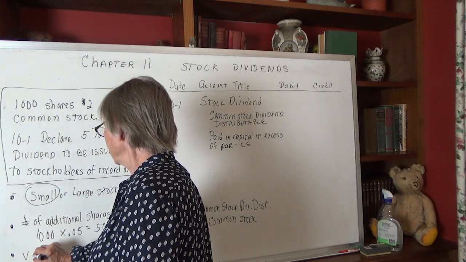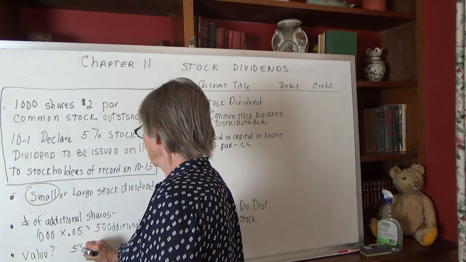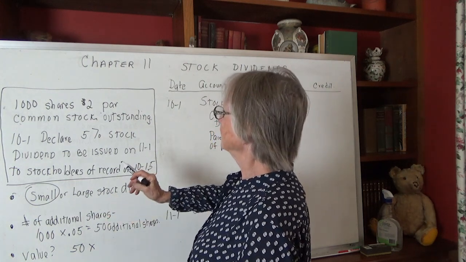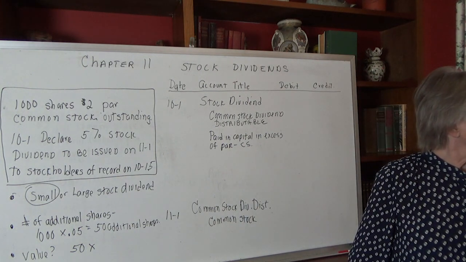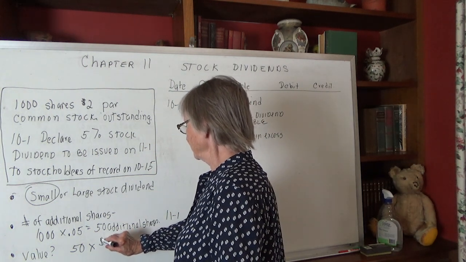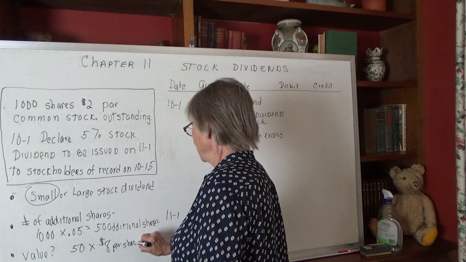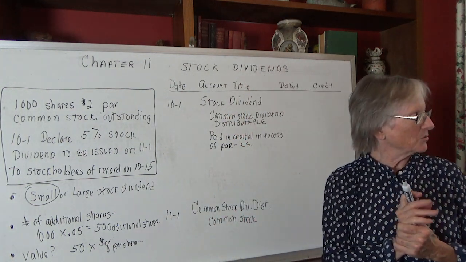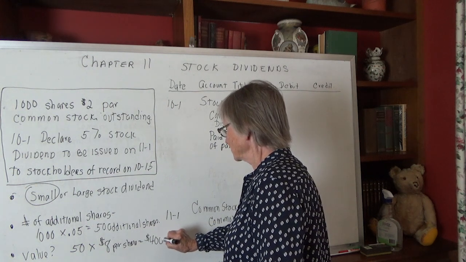Now we have to figure out, what is the value of the stock dividend? It's going to be those 50 additional shares times, because it's a small stock dividend, the market value of the stock. The current market value of this stock is $8 a share. So we would go 50 times 8, and that would give us a value for the stock dividend of $400.